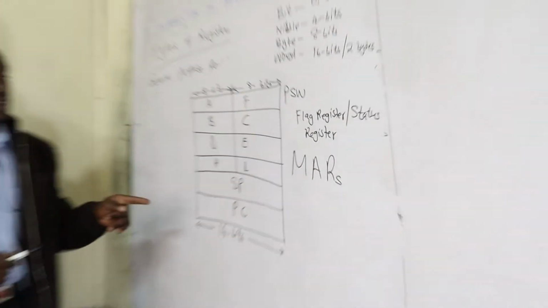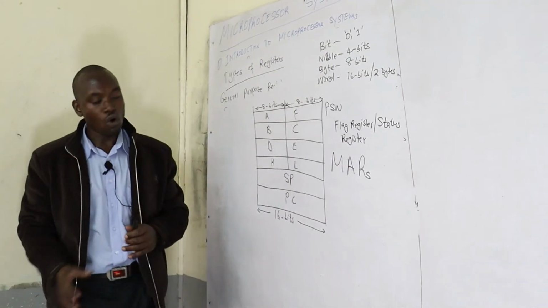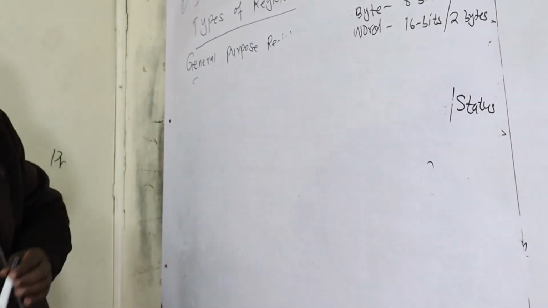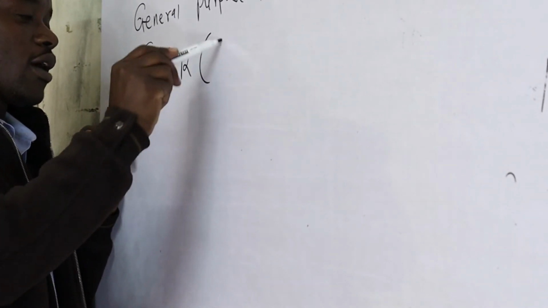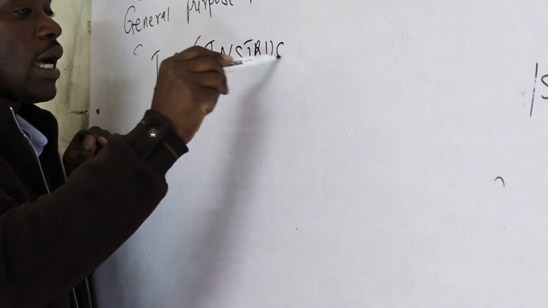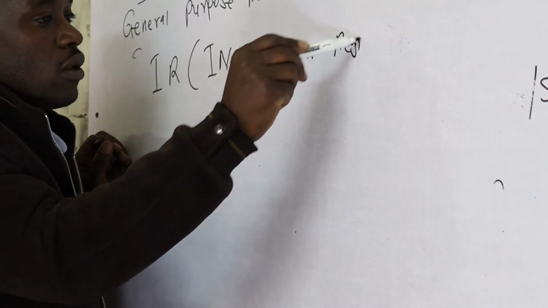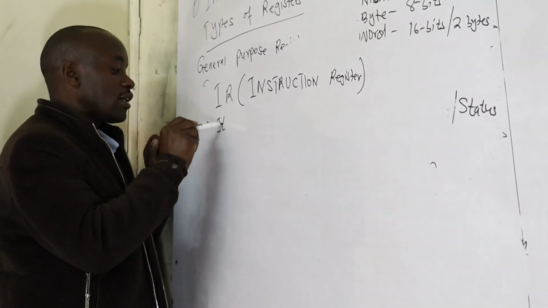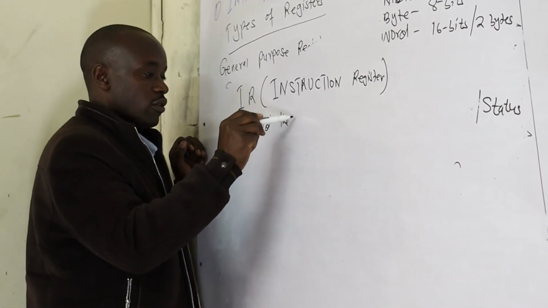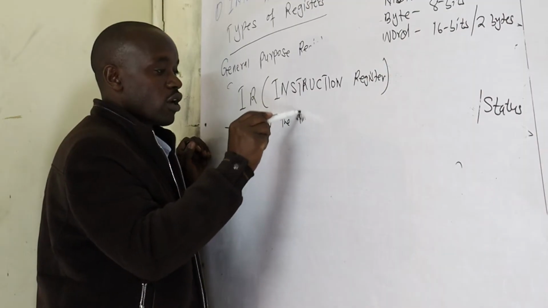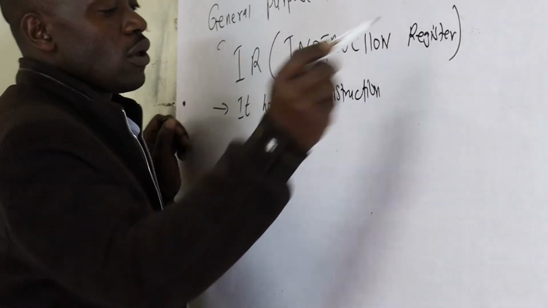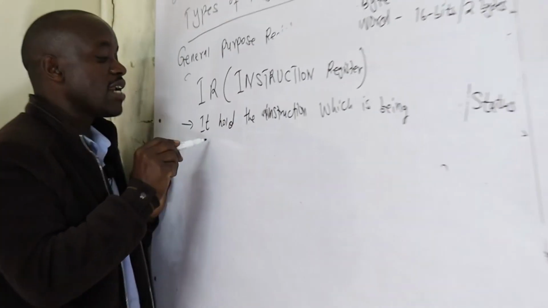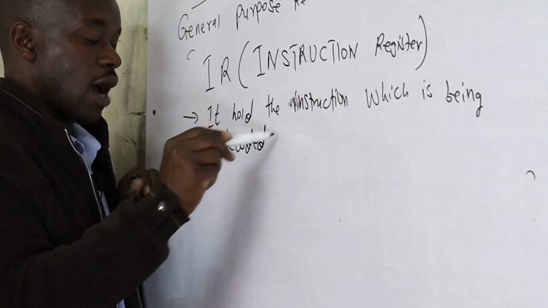Then also there's another register which we have not talked about here, which we call the instruction register, IR. There's another register they call it that way. Instruction register, IR, in bracket, instruction register. So the function of the instruction register is to hold the instruction which is being decoded and executed, which is being decoded and then executed.